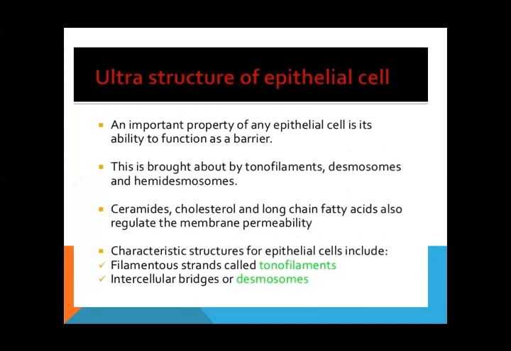Structure of epithelial cell. An important property of any epithelial cell is its ability to function as a barrier. This is brought about by tonofilaments, desmosomes, and hemidesmosomes. Ceramides, cholesterol, and the long chain fatty acids also regulate the membrane permeability. Characteristic structures for epithelial cells include filamentous strands called tonofilaments, and intercellular bridges, or desmosomes.